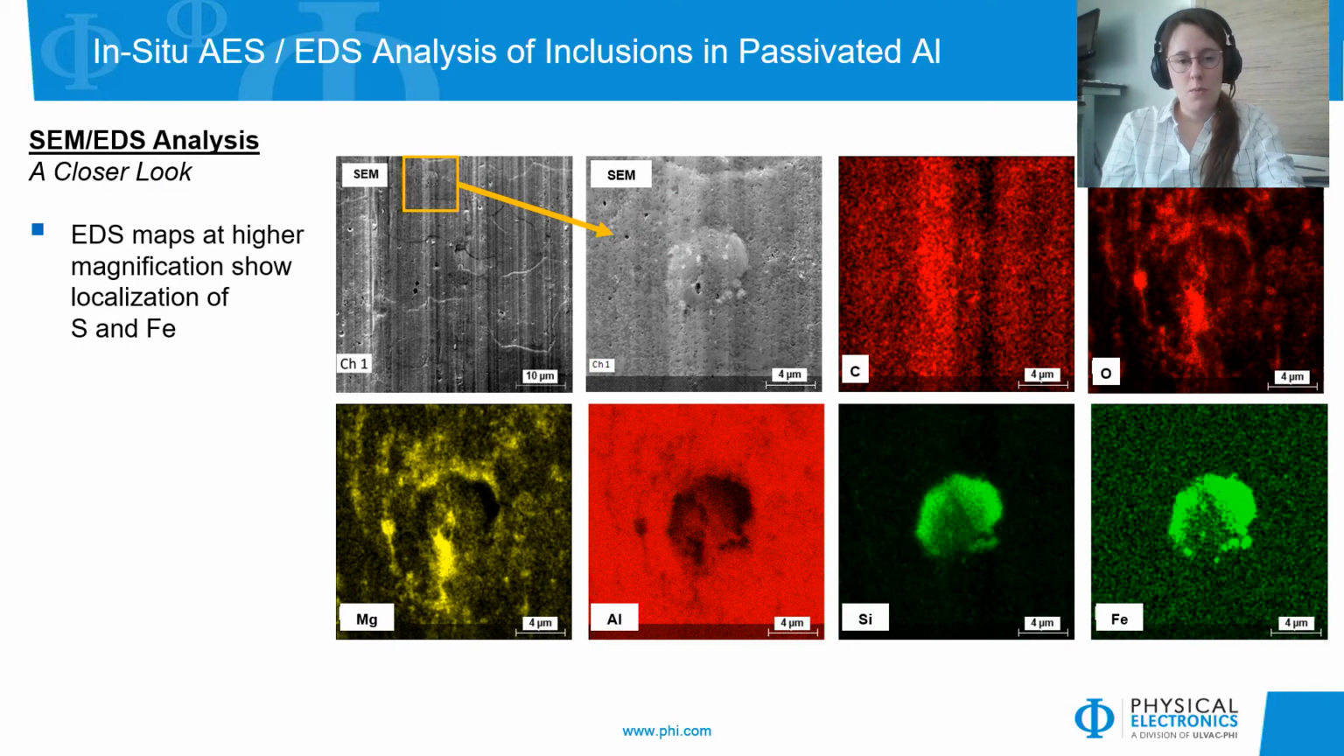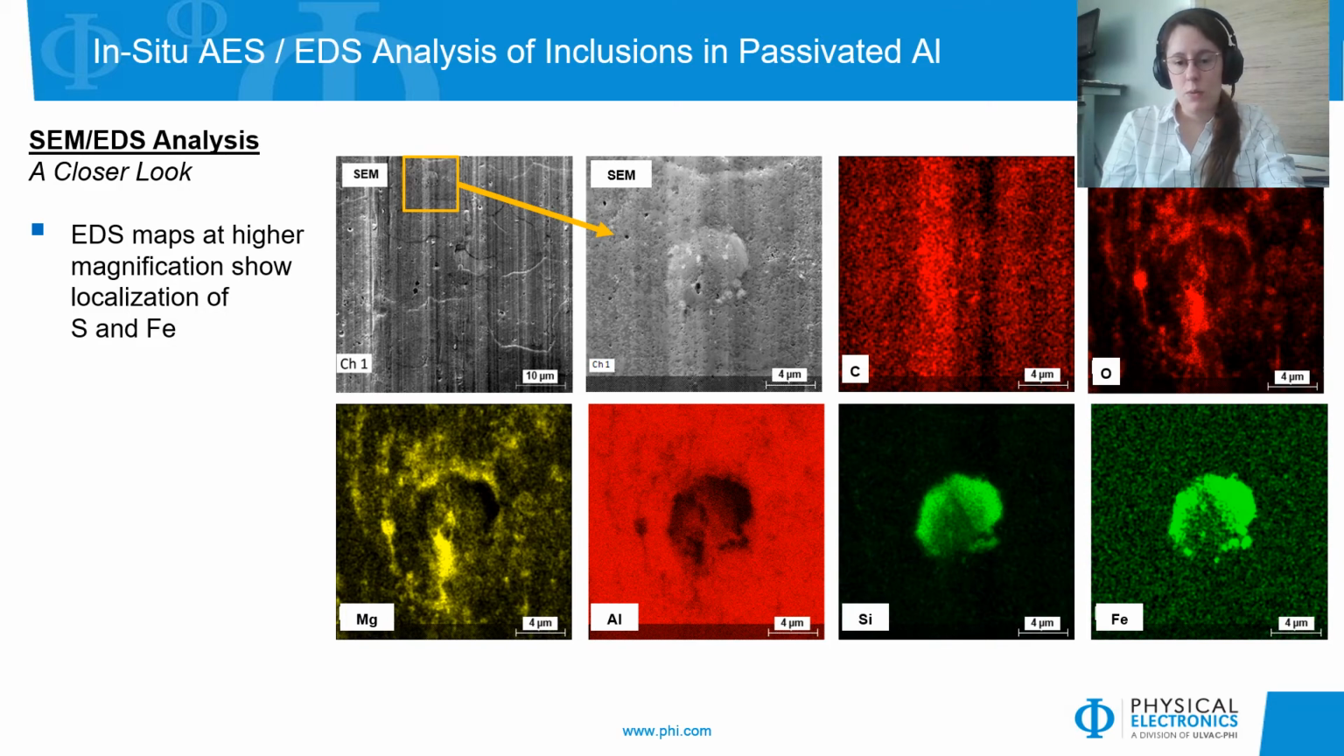So if we zoom in on one of these features of interest, and again, we're still with EDS here. If we zoom in here in our SEM image, we can kind of see this feature in the SEM image. Again, the carbon, oxygen, magnesium, and aluminum are pretty much in congruency with the rolling direction of the aluminum. However, we have the silicon and iron that show up as hotspots.